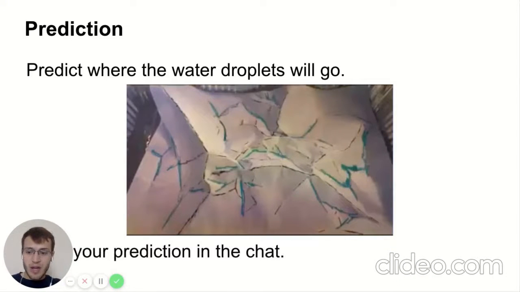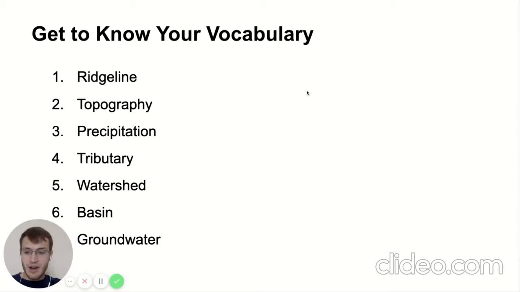So before we watch the demonstration, there are some vocabulary words that I just want to bring to your attention. Ms. Chowdhury is going to use all of these words in her demonstration video. So those words are ridgeline, topography, precipitation, tributary, watershed, basin, and groundwater.